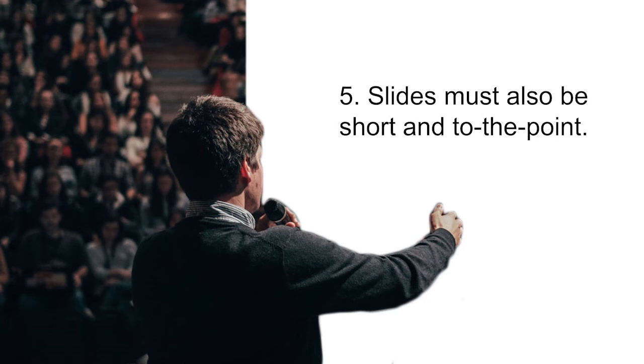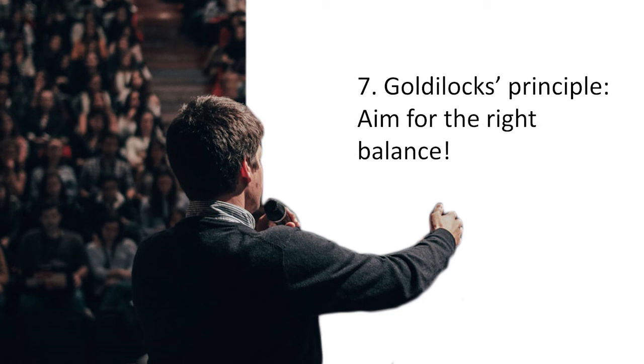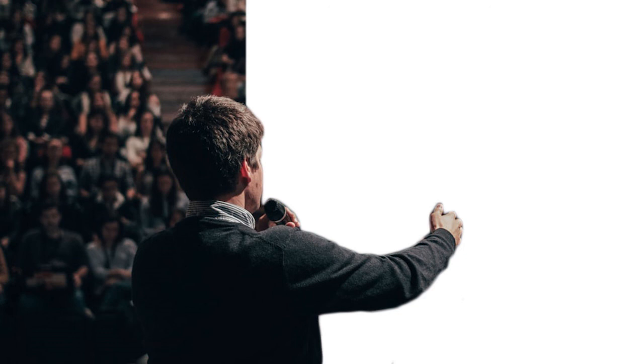Then we understood that we must keep our slides short and to the point with a clear distinction among the heading, subheadings, bullet points and such. Then we looked at what cue cards are and how to design good and effective cue cards. Finally, we understood that we must use the Goldilocks principle with our presentation aids, which is to say that we must aim for the right balance with these. In the next video, we'll take up the component of time.